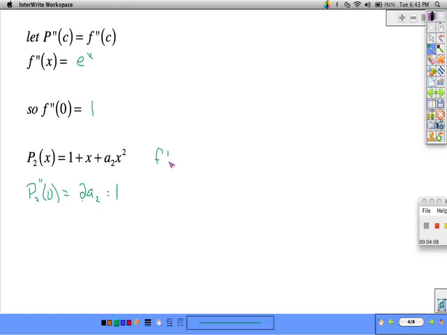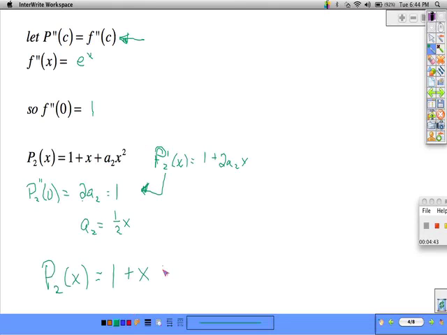The first derivative of my polynomial would be 1 plus 2a sub 2 x. My second derivative would just be 2 times a sub 2. Evaluate that at 0, that has to equal the function evaluated at 0. So a sub 2 is 1/2. So my second degree polynomial that approximates e to the x is 1 plus x plus 1/2 x squared.